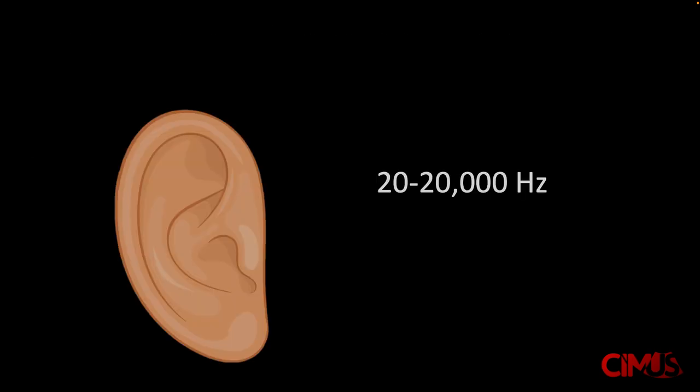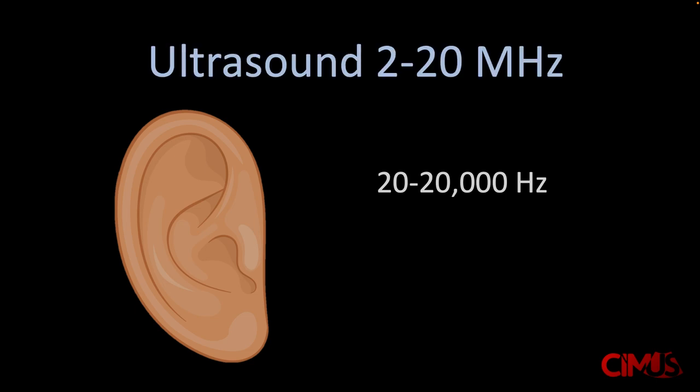And by way of context, the threshold of human hearing is a max of 20,000 hertz, whereas ultrasound devices we use are typically in a range of 2 to 20 megahertz. So even the lowest ultrasound sound wave frequency there, which is 2 megahertz or 2 million hertz, still far exceeds the human hearing threshold, hence the term ultrasound.